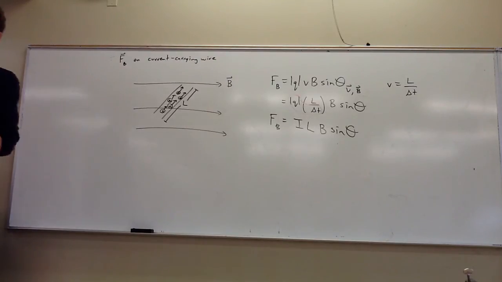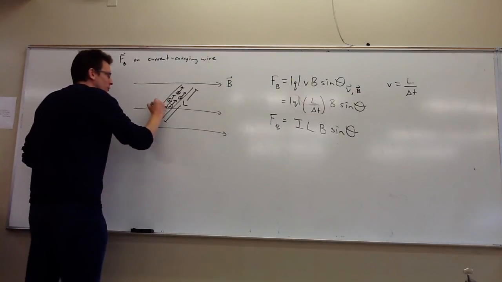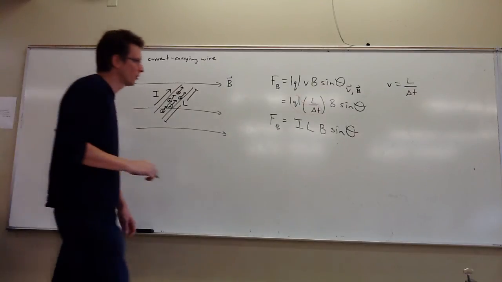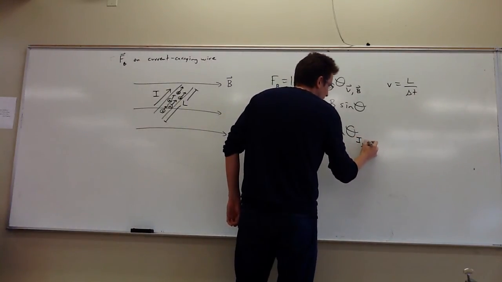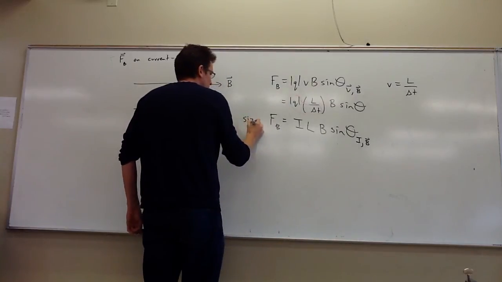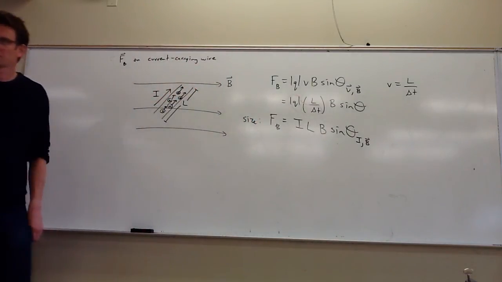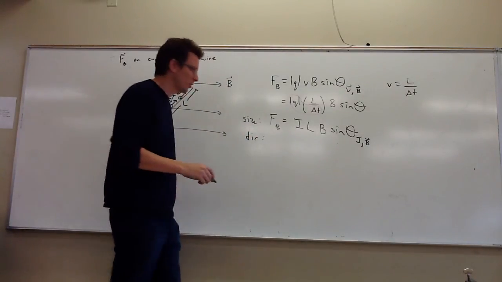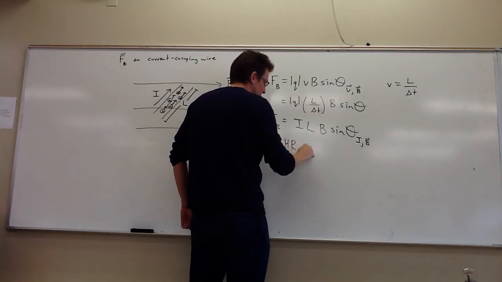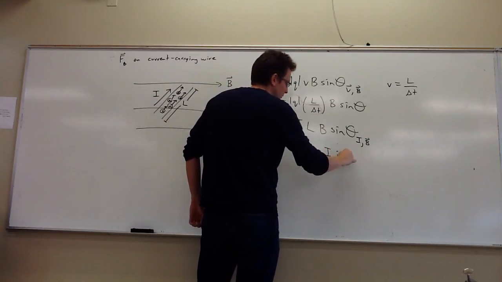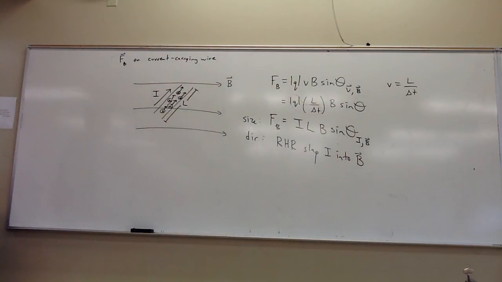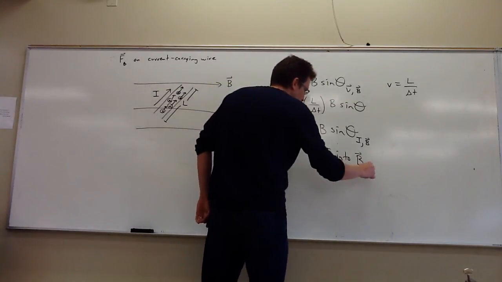Of course, the direction of the electric current is the same as the direction of the charged particles. So we can call this instead the angle between I and B. So this is our formula for the size. And then the direction is once again the right-hand rule, where we're now going to slap I into B. So instead of the velocity of a single charged particle, we slap the direction that they all are moving in. So slap I into B with the palm of your right hand.